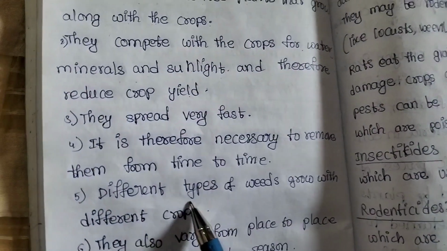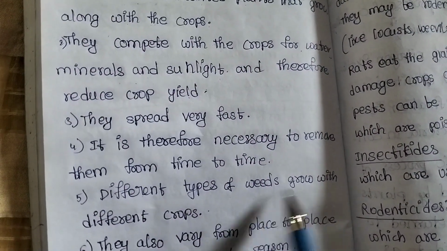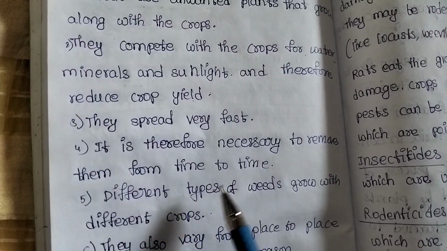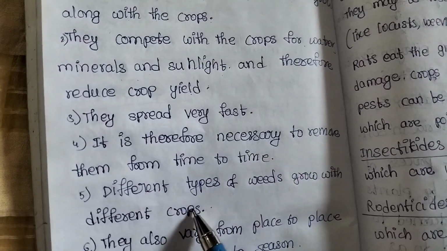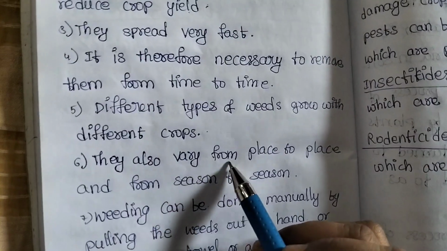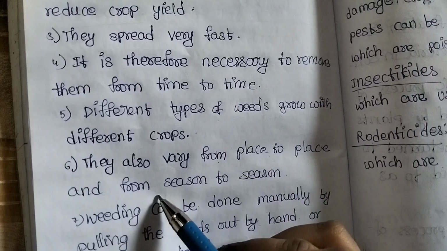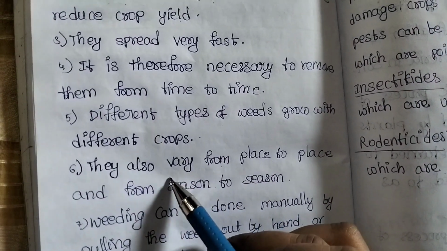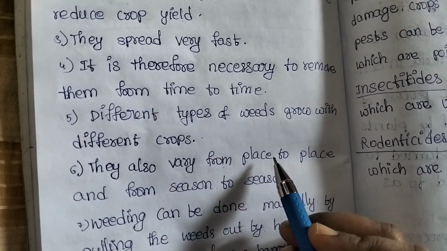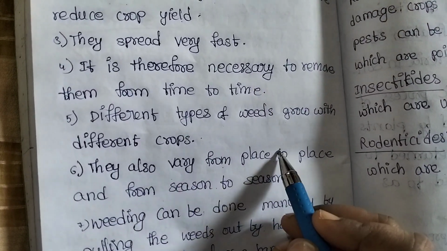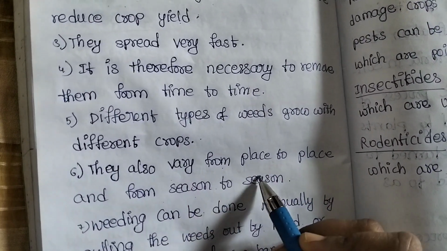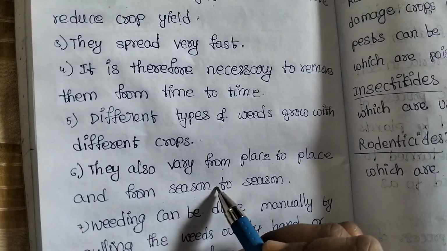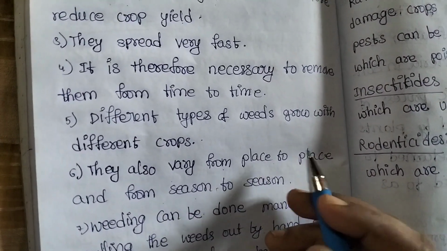Different types of weeds grow with different crops. They also vary from place to place and from season to season. From one place to another, weeds will be different, and from season to season they will be different. In one season one kind of weed will be there, and in the other season the weeds will change.